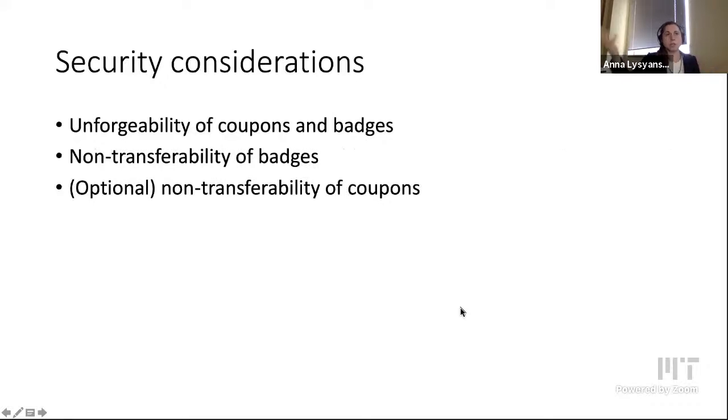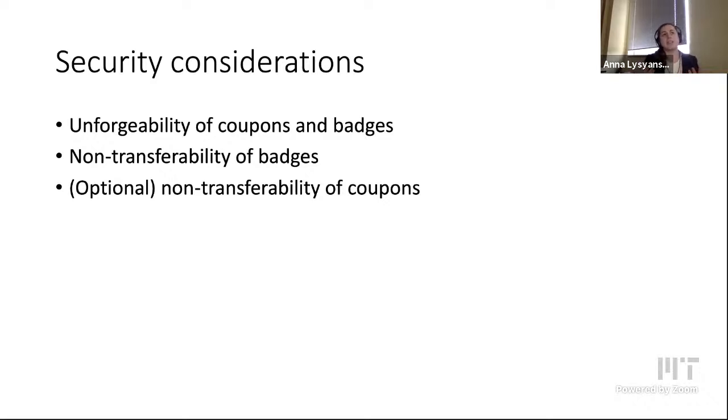Okay, so what are our security considerations? First of all, we don't want coupons and badges to be forgeable. So somebody who doesn't have a valid coupon should not be able to just make one up. Somebody who doesn't have a valid badge should not be able to make one up. Non-transferability of badges. If Alice has been vaccinated and has received a badge saying that, she cannot just let somebody else use her badge. It has to be tied to Alice's identity.